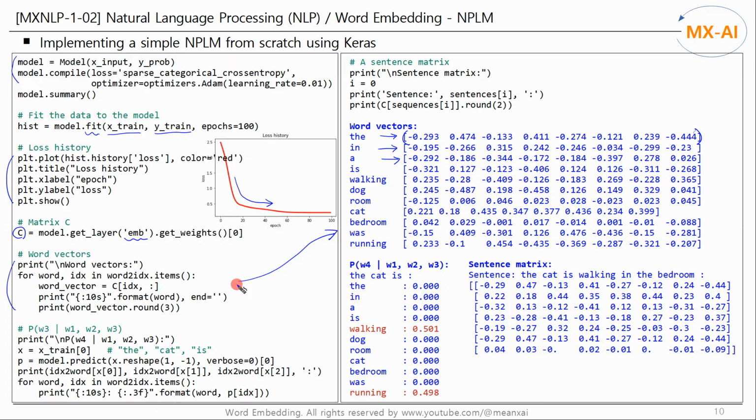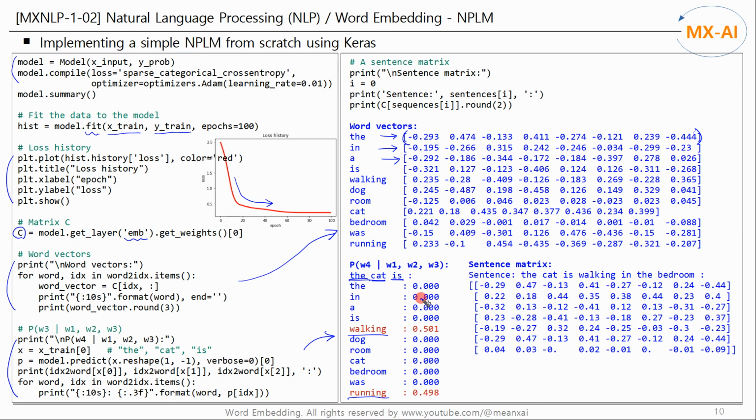Next, let's see what output we get when we input the sequence "the cat is" into this model. The results are as follows. The sequence "the cat is" is most likely followed by the words walking or running.